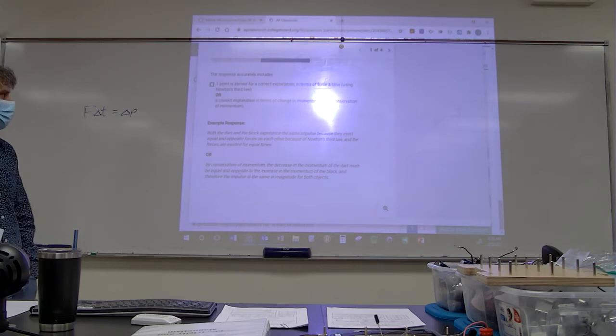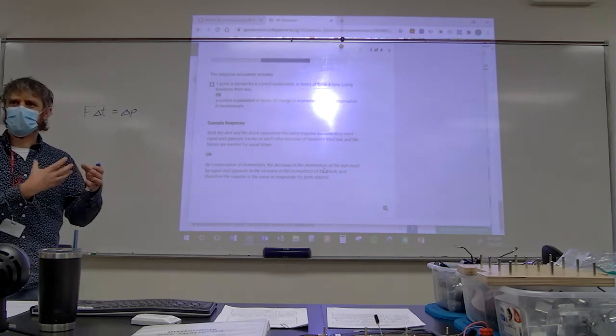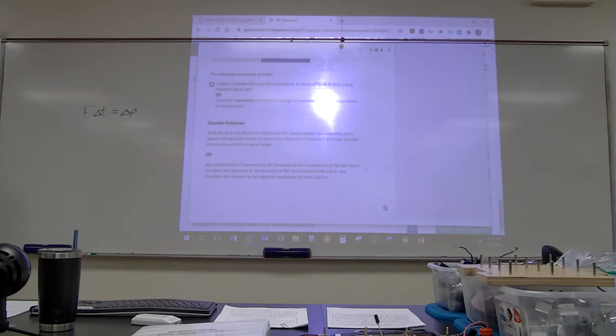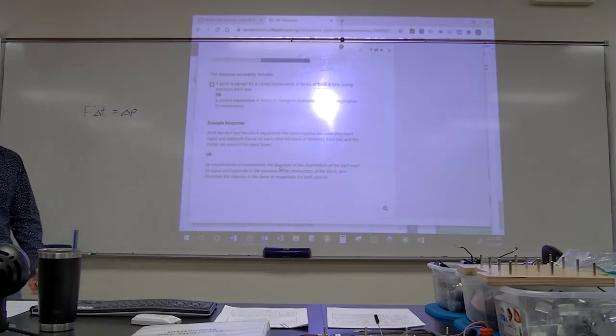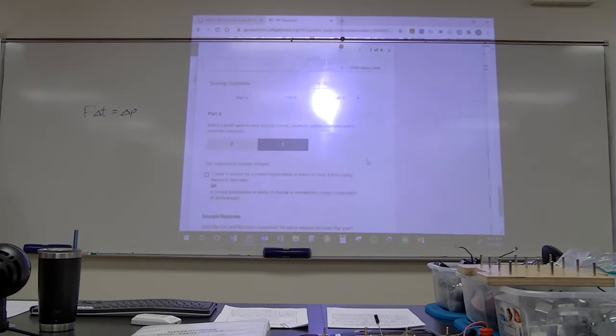So you don't have to have it worded exactly like this, obviously. For the second one, by conservation of momentum, the dart lost momentum, so the block must have gained momentum. The decrease in the momentum of the dart must be equal and opposite to the increase in the momentum of the block, and therefore the impulse is the same in magnitude for both objects. Because both experience the same magnitude change in momentum, they must experience the same magnitude of impulse. Cool? Any questions about that one? So you either get 0 or 1 for part A.